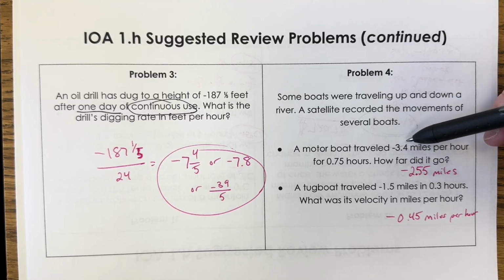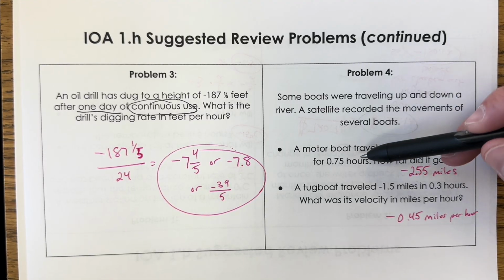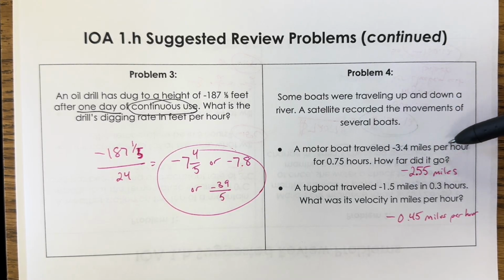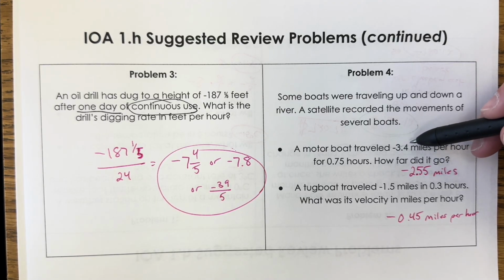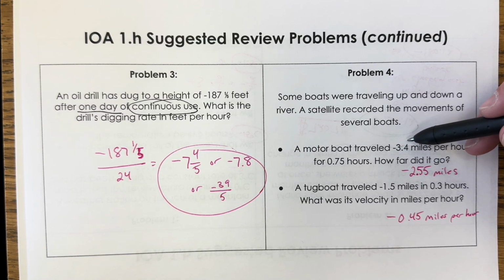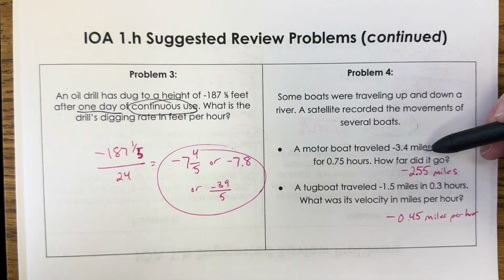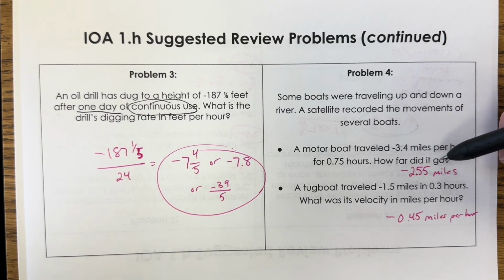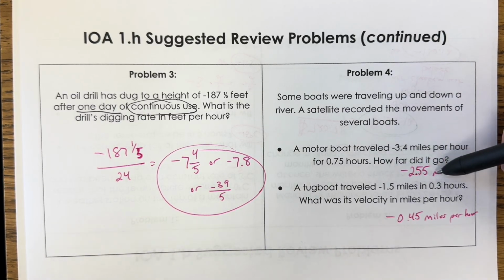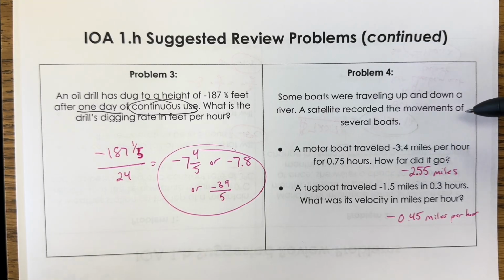Problem number 4, motorboat traveled negative 3.4 miles per hour for 0.75 hours. How far did it go? Okay, so this is incorrect. We don't ever talk about miles per hour in the negative sense because that means you'd be essentially going backwards, but that still doesn't make any sense. So disregard the negative here in terms of the problem. We'll answer it with a negative because that's what it asks for. So we just multiply these numbers together and get negative 2.55 miles.